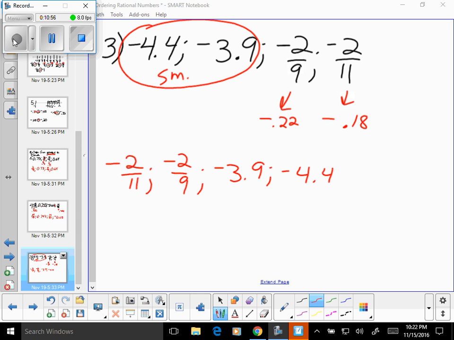So once I compare, I know that negative 2/11 has to be bigger than negative 2/9, and that negative 3.9 has to be bigger than negative 4.4.